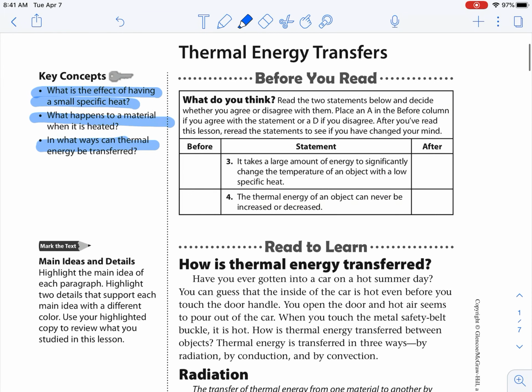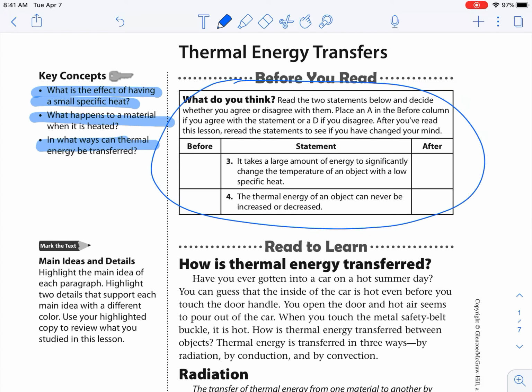So before you do the reading today, we're going to be doing some marking of the text. Start by filling out the before you read box. And these are just statements of what you think before and what you think after. So for the first statement, it says, it takes a large amount of energy to significantly change the temperature of an object with a low specific heat. So do you agree with that, or do you disagree with that?